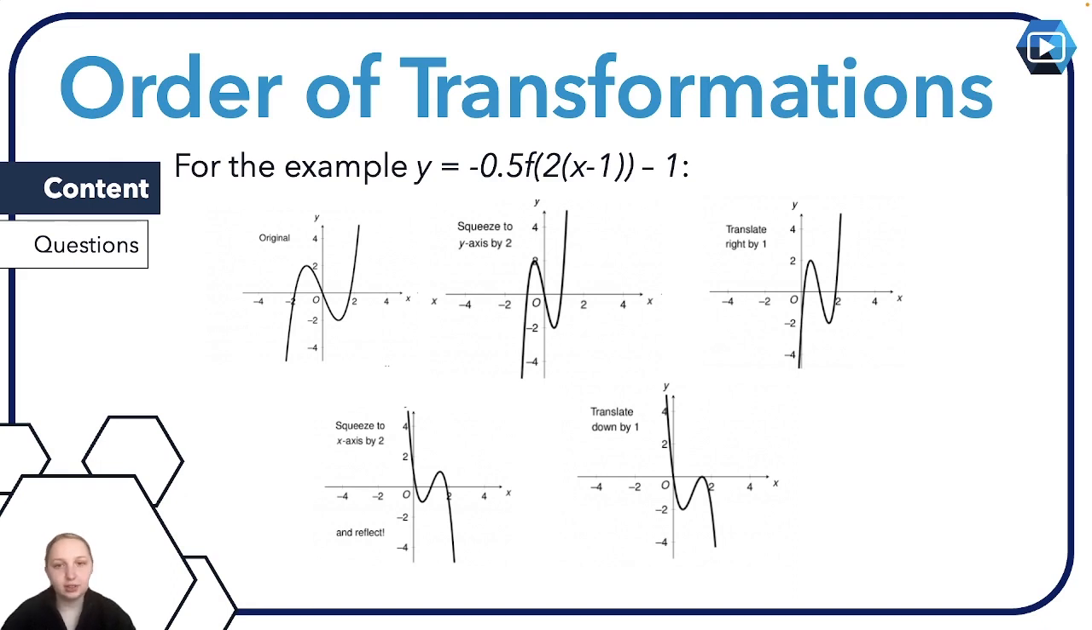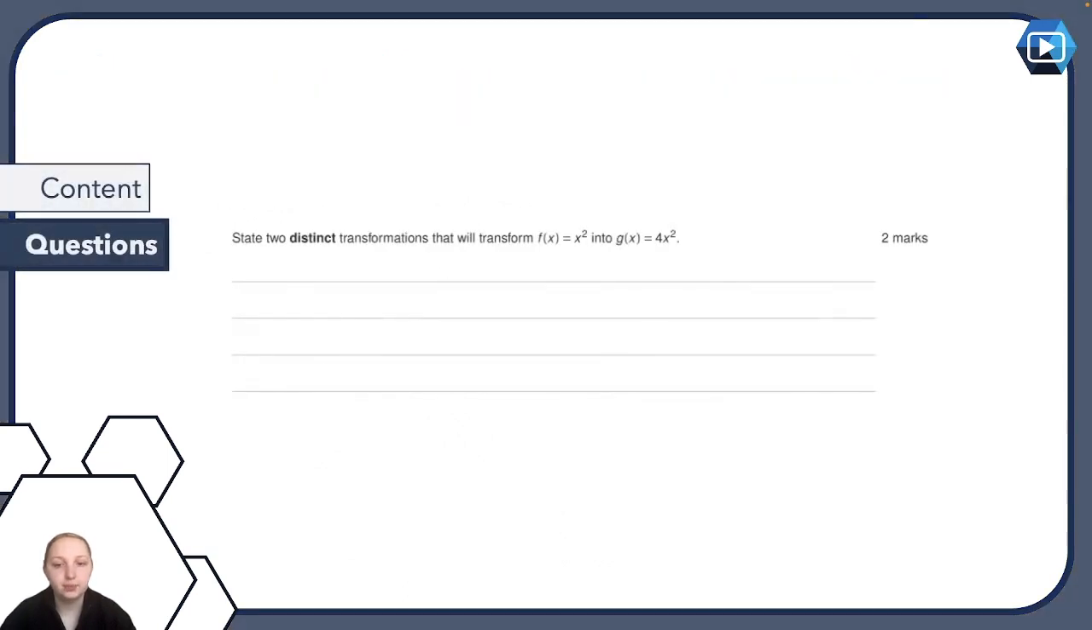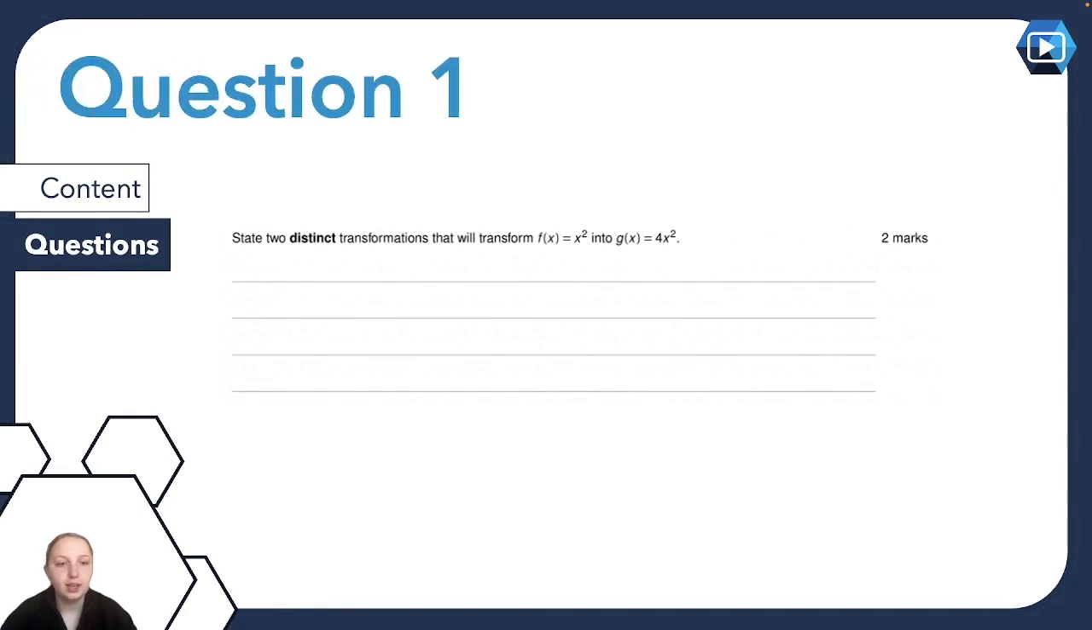So that's it for our content for today. We're going to have a look at a few practice questions so you can see the sorts of things you may be asked in relation to function transformations. For question 1, state two distinct transformations that will transform f(x) equals x squared into g(x), where g(x) is equal to 4x squared.